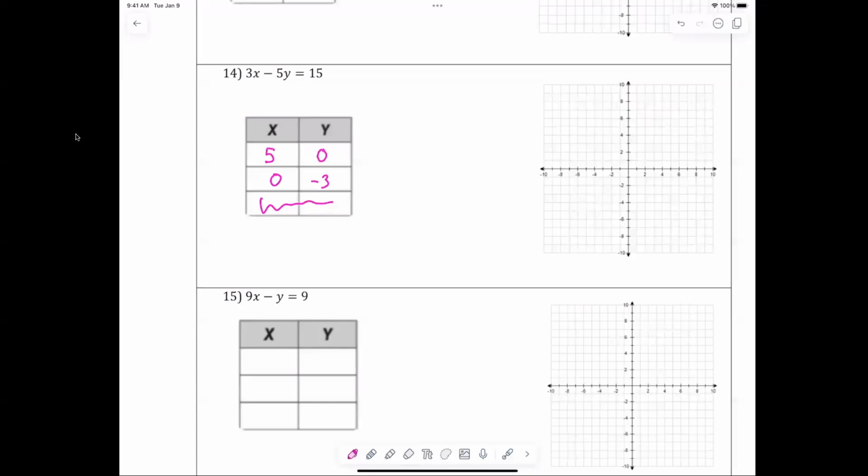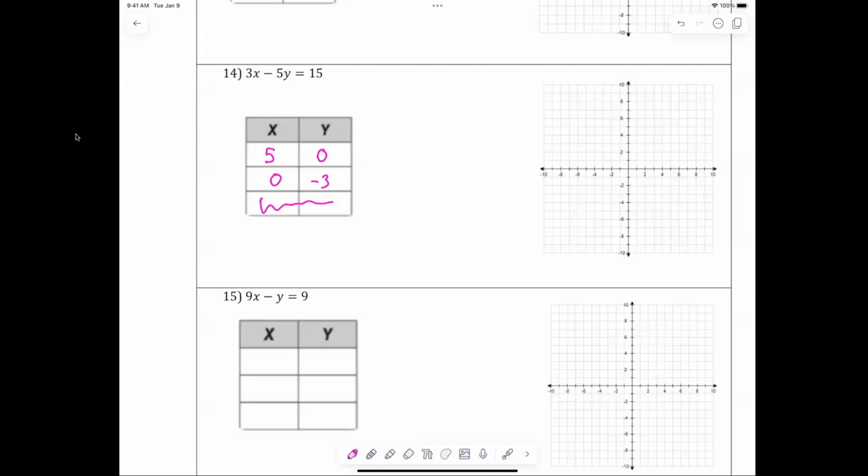Now you're being smart. If you're not sure about how I got 5, 0 and 0, negative 3, you can let me know. That means everyone in here now knows how to graph by using intercepts. Nobody has a question with that?